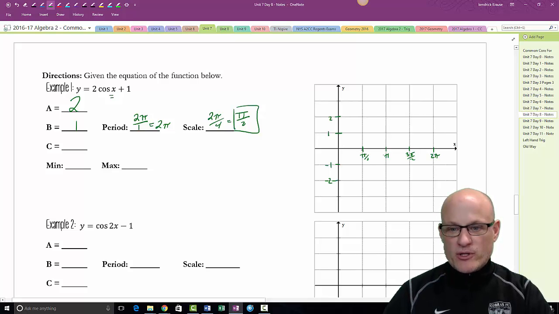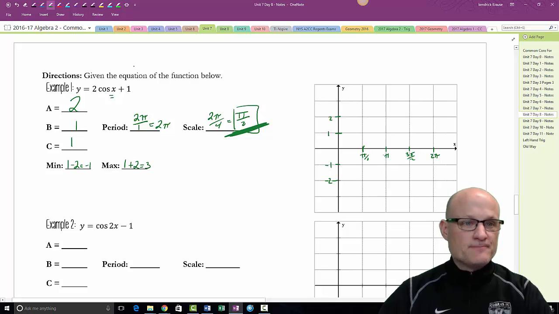Now, scale, normally what we used to do is just say, hey, we're going to put our scale here. But this scale is going to give us where all the 5 points are going to be. So in this case, I'm only going to have the 5 main ones, no changes. C is plus 1. My min is 1 minus 2, which is negative 1. My max is 1 plus 2, which is 3. Just like before, we start with our midline, which is 1.